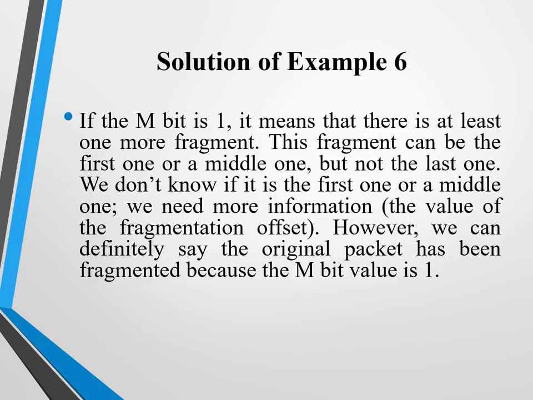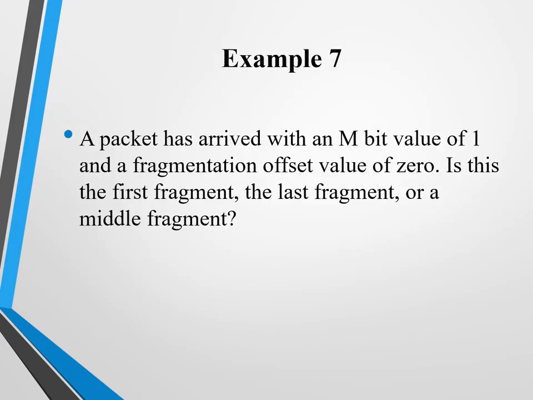Why? Because we don't know if it is the first one or a middle one, but we need more information, the value of the fragmentation offset. However, we can definitely say the original packet has been fragmented because the m bit value is 1. A packet has arrived with an m bit value of 1 and a fragmentation offset value of 0. Is this the first fragment, the last fragment or a middle fragment?